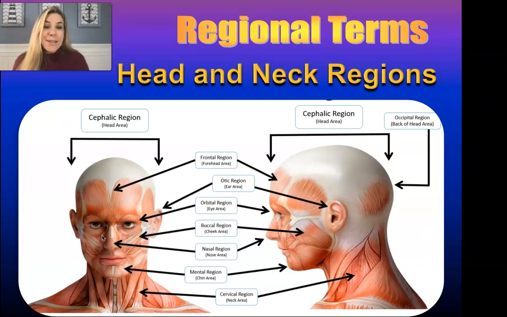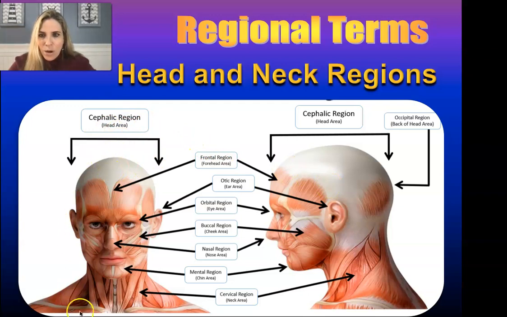Okay, so we're ready to dive into those regional terms. And remember, those regional terms, there's a lot of them and it's very specific, but you're going to practice them, but you need to know all these terms. So we're going to go over first the head and neck regions. And remember that the head and neck regions are referred to as the cephalic region. So cephalic, when you hear that, think your head area. Okay, so that's your head and neck region.